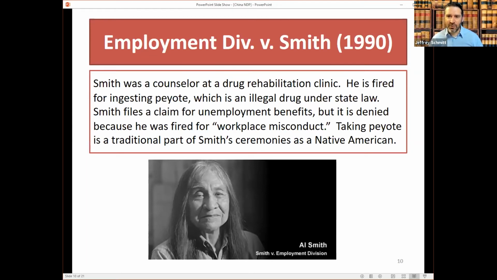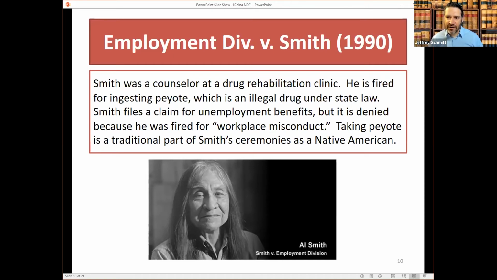If you watch old movies, or I guess modern movies, it's something that hippies or whatever people use. It's a psychedelic drug. It makes you hallucinate. But it's also a natural substance that Native Americans have been using in traditional religious practices for hundreds, if not thousands of years. So Schmitt is taking this peyote in the context of a religious ritual. There's no dispute on that.